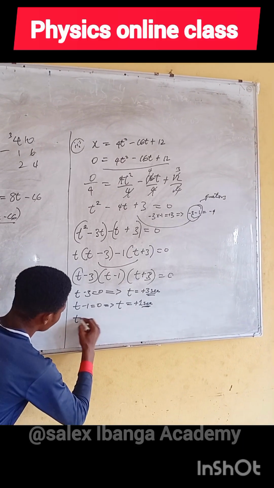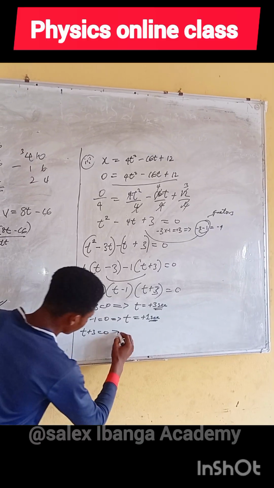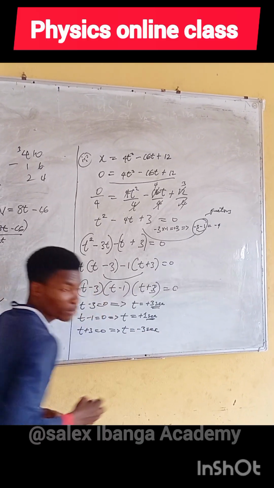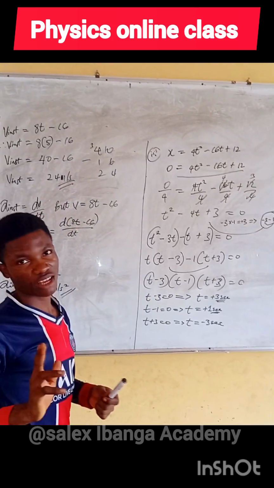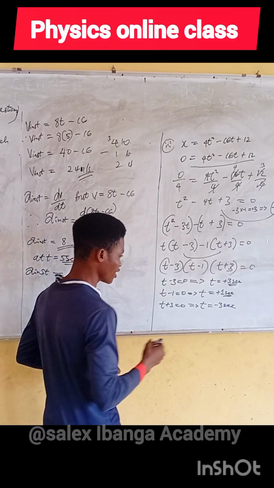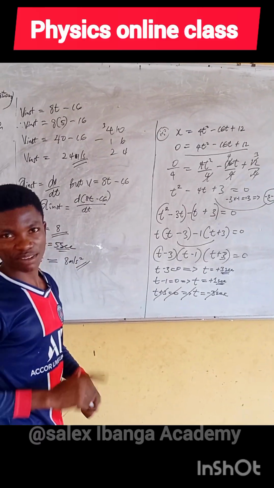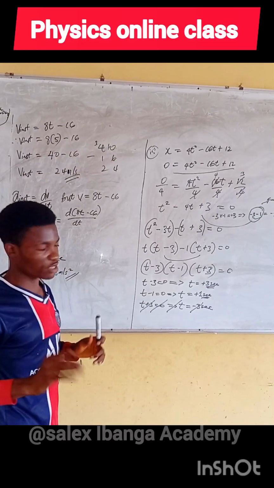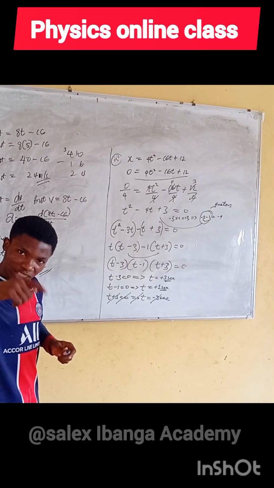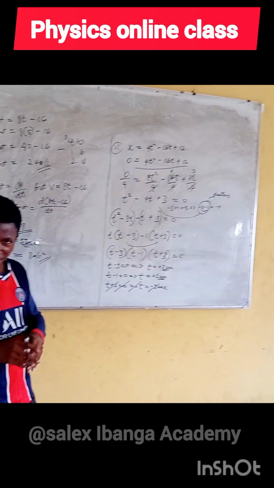Then at the same time, if I say t plus 3 equals 0, you can say that t equals minus 3 seconds. But remember, there's no negative in time. So this one is cancelled out. Time does not count negative, it counts only positive. So that means our particle is stationary when t equals 3 and 1.